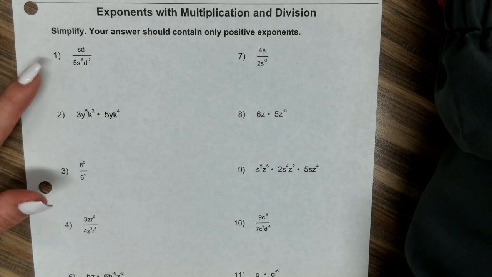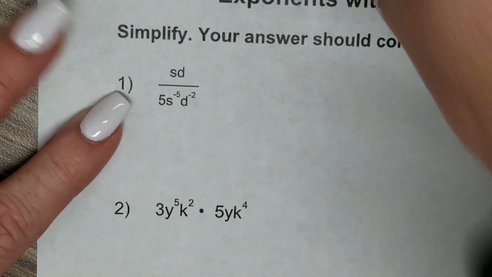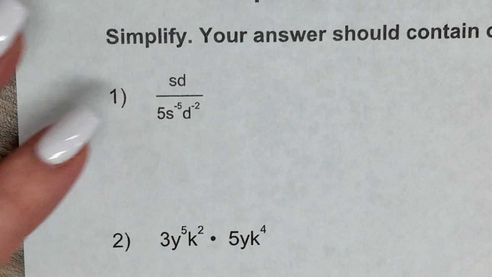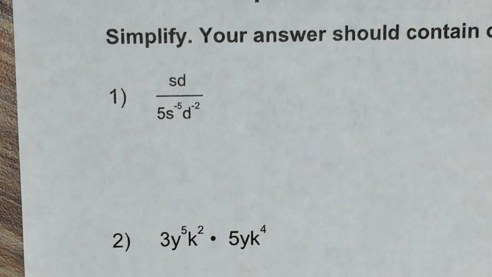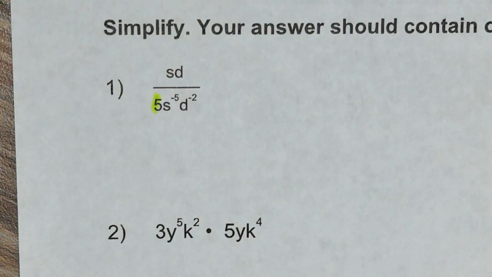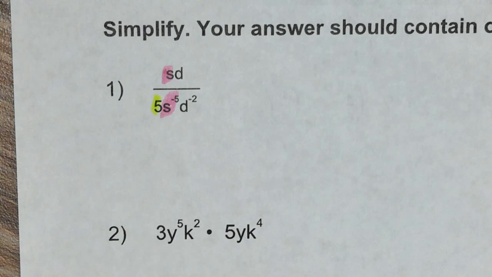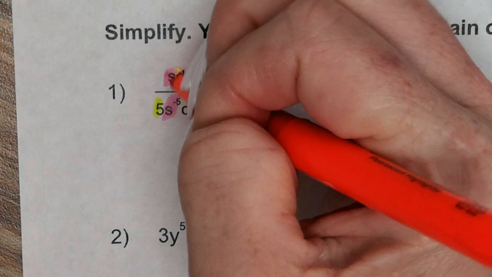Let's do number 1 together. I'm going to take my highlighter and highlight the different colors. So I've got a regular number all by itself on the bottom. So where is it going to stay? I mean, it's not all by itself. I have a regular number on the bottom. It's going to stay on the bottom. All right. I've got S's that need to go with S's. And I got D's that need to go with D's.